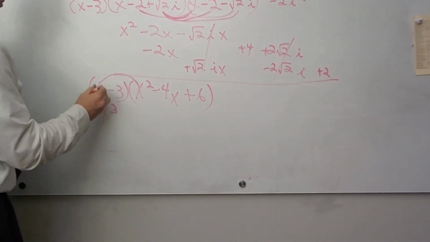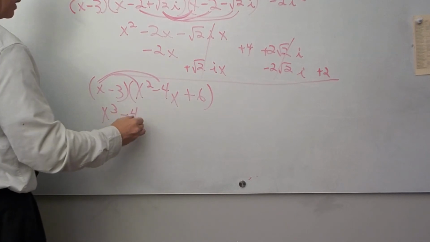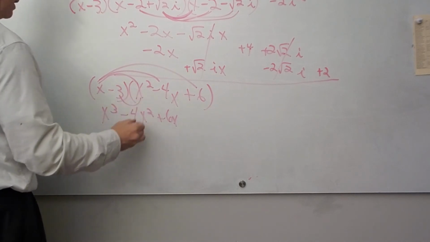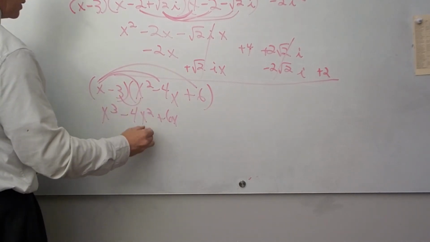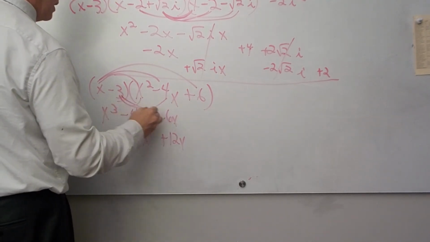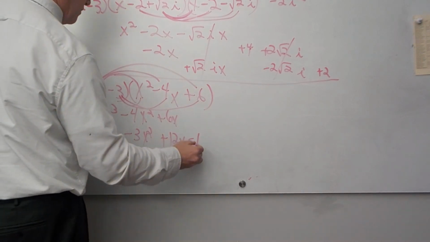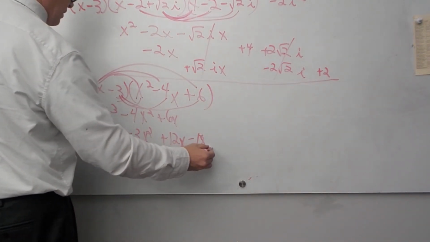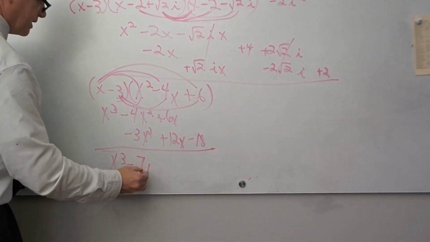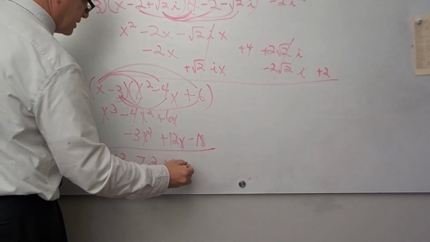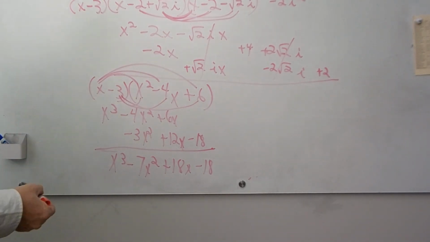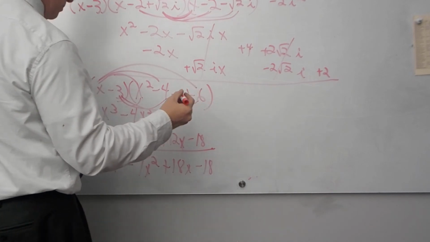x times x is x cubed. x times negative 4x is negative 4x squared. x times 6 is 6x. Negative 3 times x squared is negative 3x squared. Negative 3 times negative 4x is positive 12x. Negative 3 times 6 is negative 18. That's all the terms. So I've got x cubed minus 7x squared plus 18x minus 18. Well, that's not my function. My function is some multiple of that.